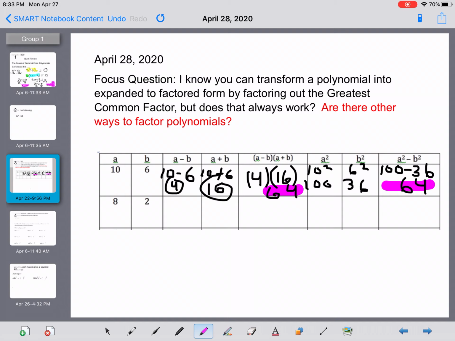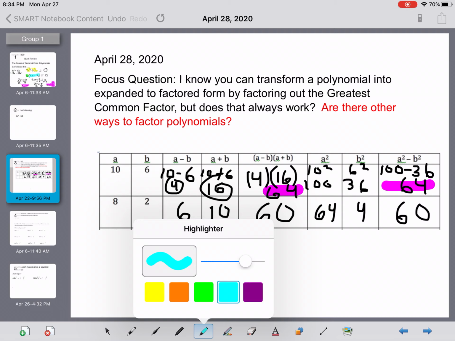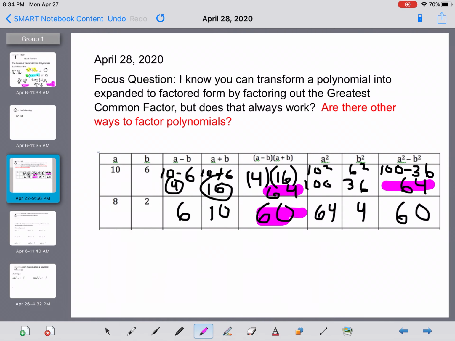Let's try it again with 8 and 2 now. So A minus B, which is 8 minus 2, that would be 6. A plus B is 8 plus 2, which is 10. So A minus B times A plus B is 60. A squared is 8 times 8, which is 64. B squared is 2 times 2, which is 4. And then A squared minus B squared is 64 minus 4, which is 60. Once again, I notice that we have a similarity.